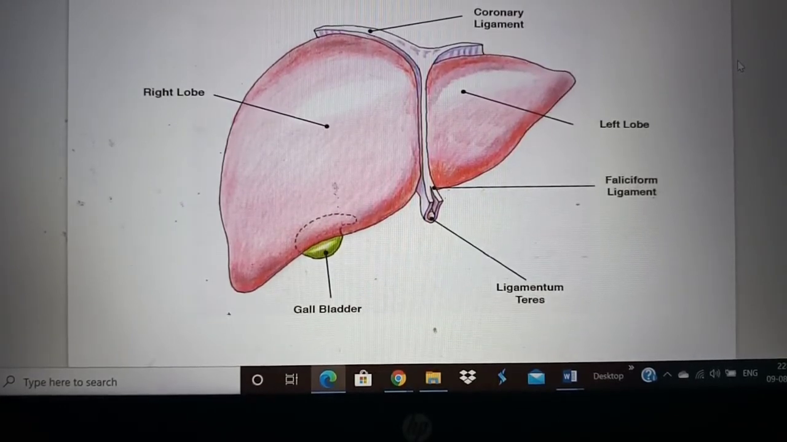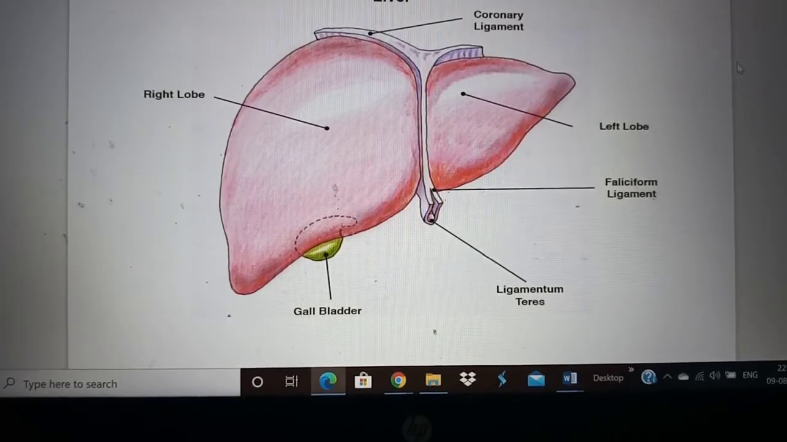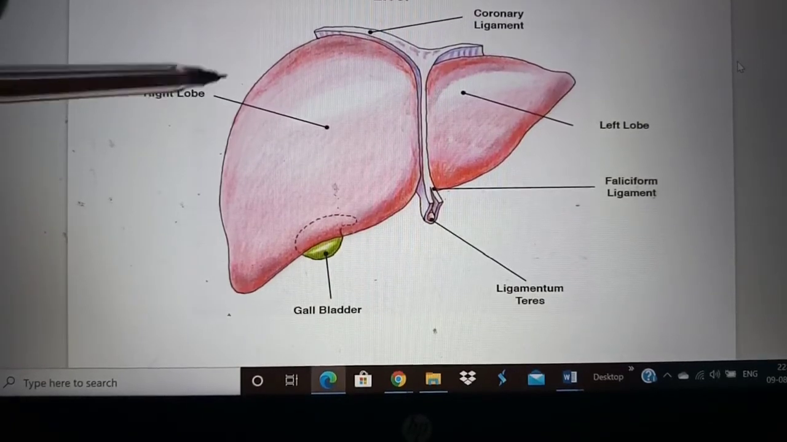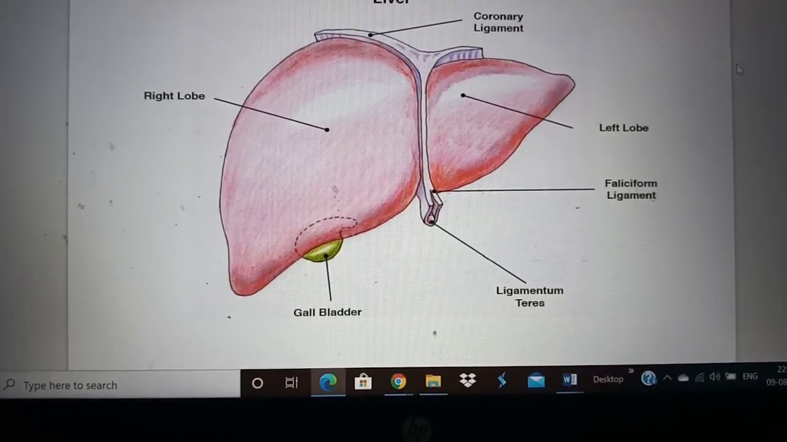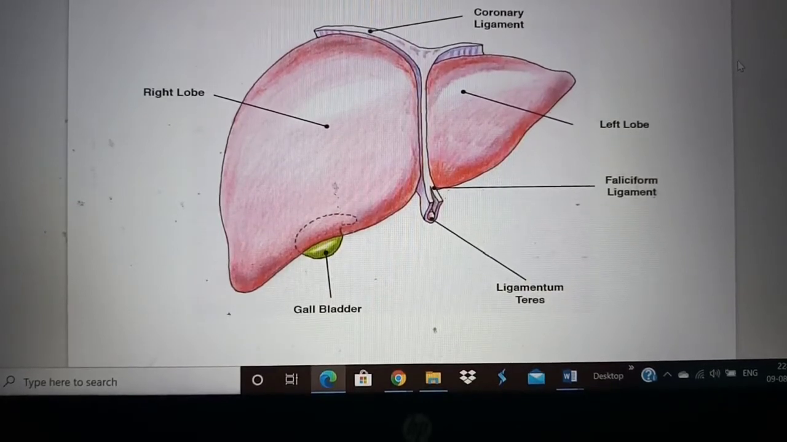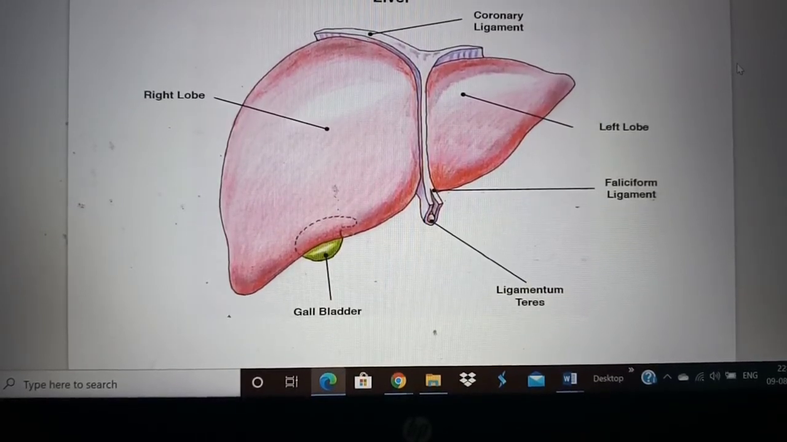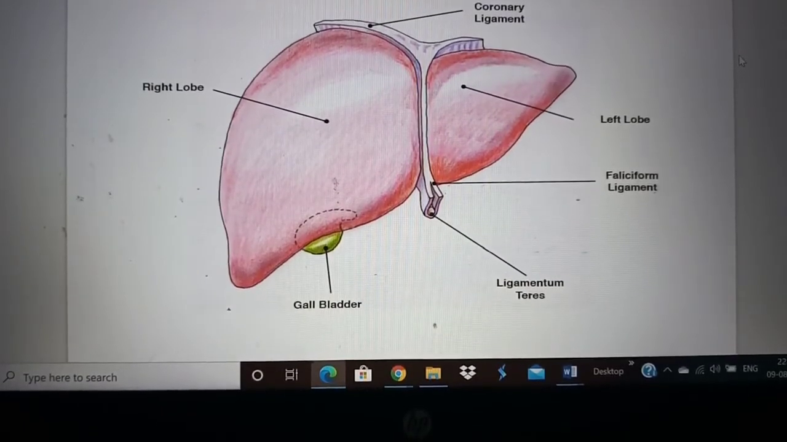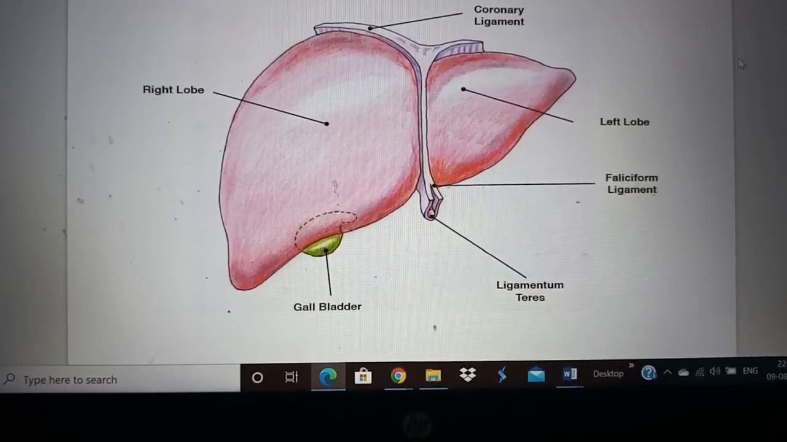Now, if you see, bile is secreted by the hepatocytes. It enters the bile canaliculi and then the gallbladder, where it is stored. Now you have the right and the left hepatic ducts. As you can see, they unite and exit the liver as a common hepatic duct, and then the common hepatic duct joins the cystic duct which comes from the gallbladder, and the hepatic and the cystic duct together form the common bile duct, which joins the duodenum.